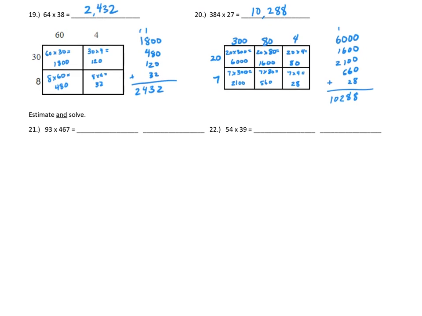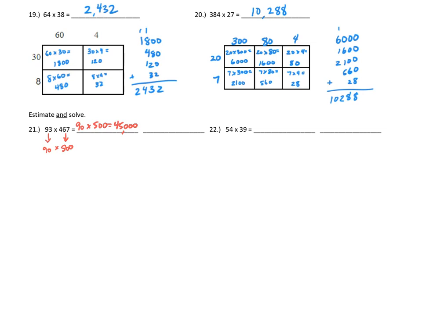I'm going to scroll up for these problems. So 21 and 22 both ask me to estimate and then solve. When I'm multiplying, I always round to the greatest place value. So I'm going to round this to 90. And I'm going to round this to the greatest place value, the hundreds place. That's closest to 500. So my number model would be 90 times 500 is 45 with 3 10s, 45,000.